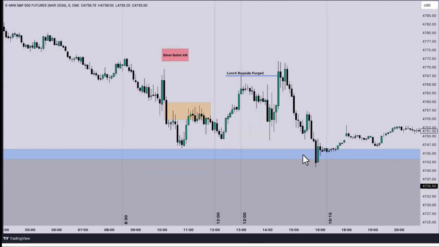So here we have a 5-minute chart. There's another kind of silver bullet idea at this point. In the AM session, we have a displacement candle right here creating a fair value gap. I'll have it highlighted here. Once this candle formed, you could essentially take a trade within that area.